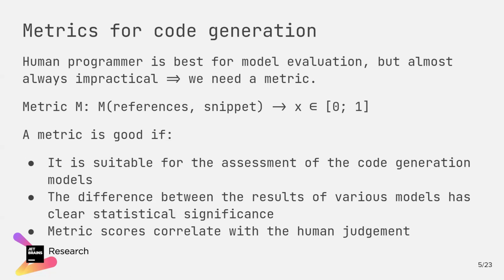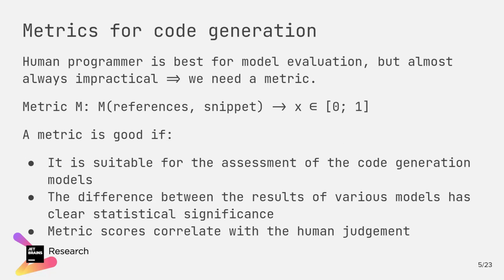This means we need some kind of a metric. That metric should be very good at emulating a programmer's opinion and should be able to tell us which model is better. So a formal definition of a metric is a function that takes a generated snippet and compares it to a set of references. Usually I will consider that there is only one reference, which is most often the case for code generation. And then this metric yields a number from 0 to 1.